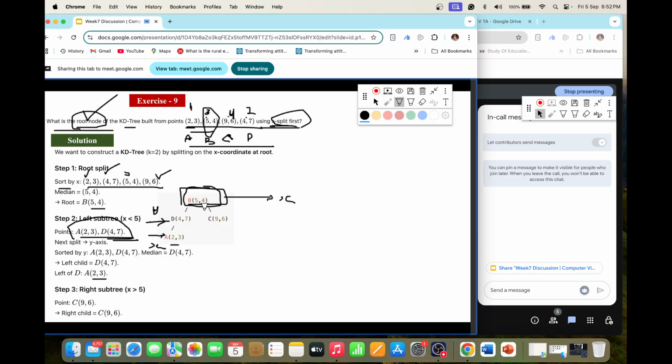And the right splitting is very easy. As the point is greater than this, the right branch is (9, 6). Okay, so that is how we form the KD tree.